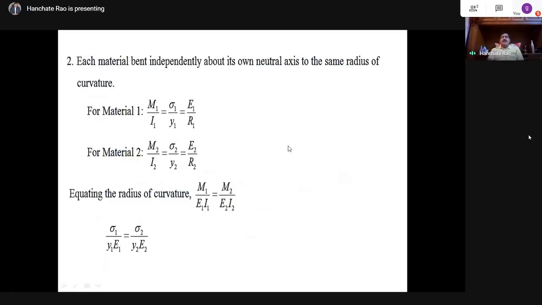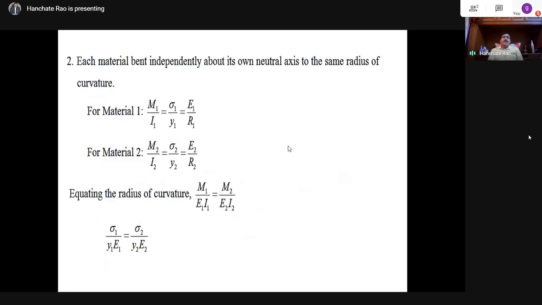Each material will bend independently about its own neutral axis, but to the same radius of curvature. In case of flitched beams, please note that each material will bend independently about its own neutral axis, but this radius of curvature remains the same for both materials.